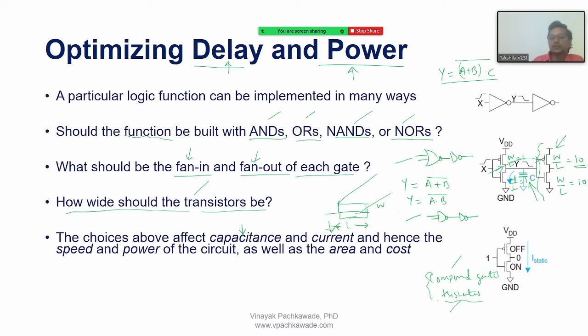So they will affect the capacitance, and if I have a bigger transistor in size, it will have a larger capacitance, and obviously it will carry more current. And because of these two factors, the speed and power of the circuit will be affected. If the speed and power of the circuits are affected, it will affect the area and the cost of the chip. Because we are talking about one simple circuit.